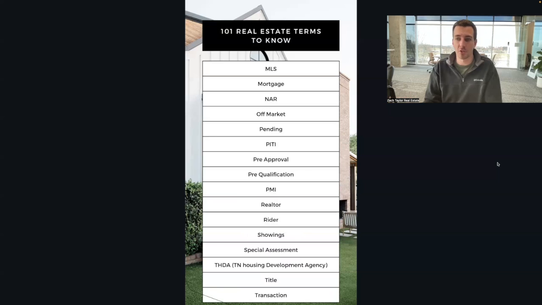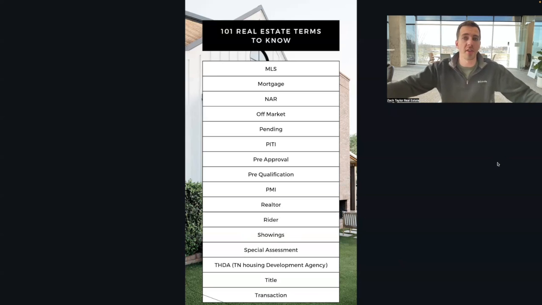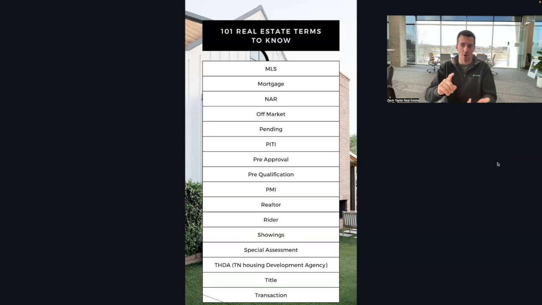MLS, multiple listing service. So most real estate agents are part of an MLS system. So across Middle Tennessee, there's RealTracs. West Tennessee, there's Paragon. East Tennessee, there's Flex, Navica. So there's a whole lot of different MLS systems. Majority of the time, when you list a property on the MLS, it will syndicate across all the public-facing consumer websites like Zillow, Realtor.com, Trulia, most of the time.